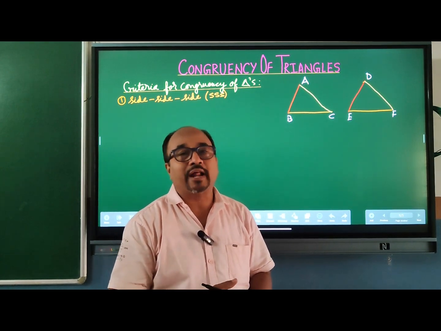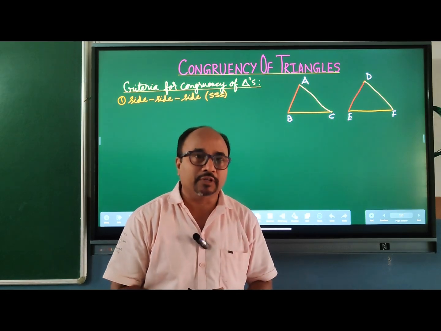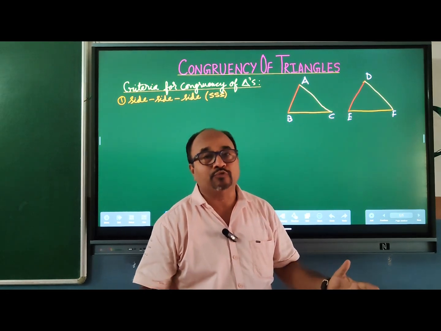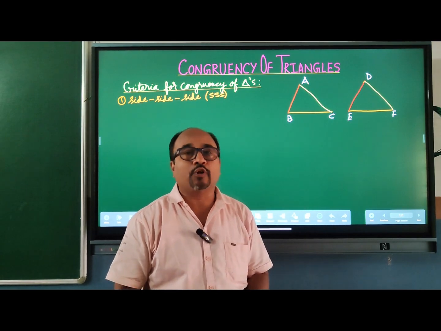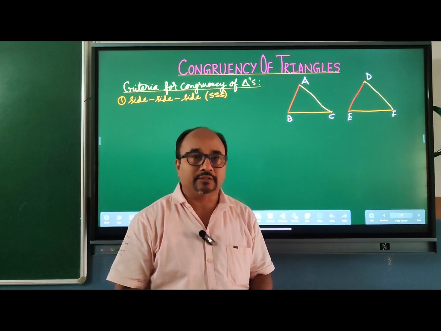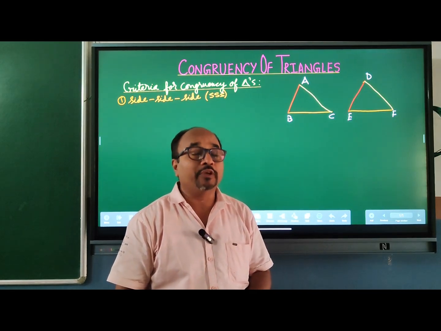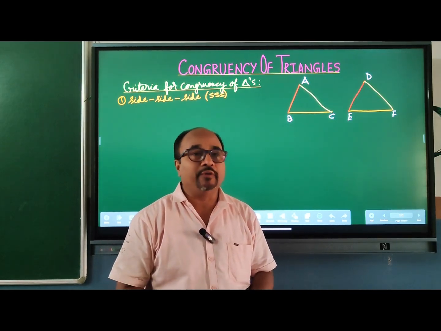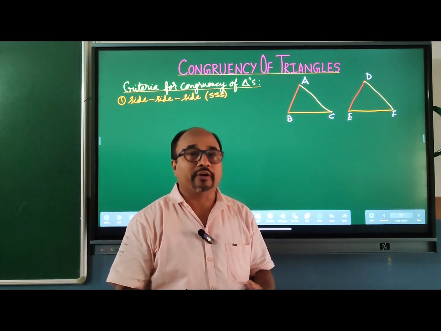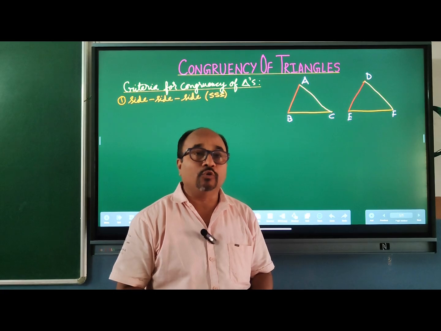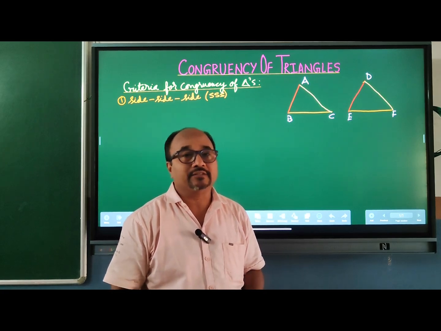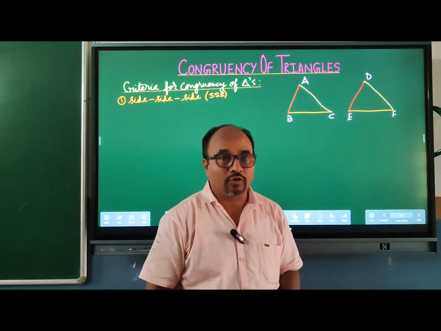But when we come to triangles, it is not as simple because we have different types of triangles based on their properties of sides and angles. So we will be looking into how we can prove two triangles to be congruent. We will be going through the criteria for proving two triangles congruent.